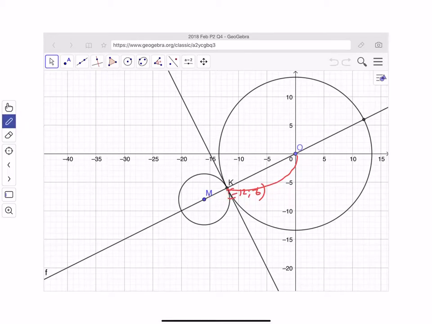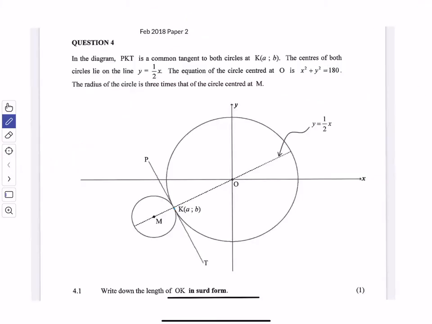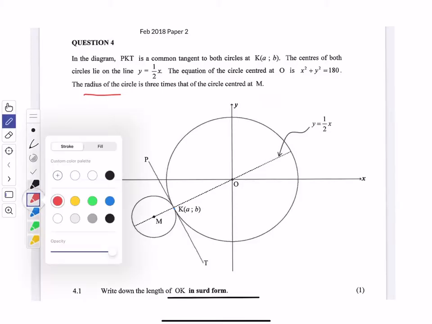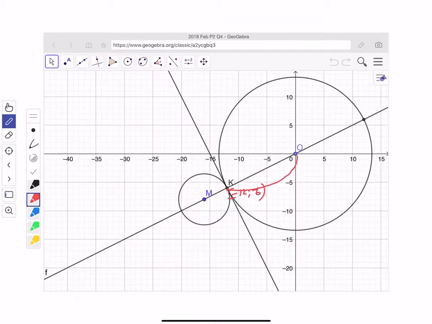Looking at the question, which says it is 3 times the radius of the circle, the radius of the circle is 3 times that of the center. So I use that idea here. This is my 3. If this is 3, then this OM will be 4, because 3 plus 1 is equal to 4.